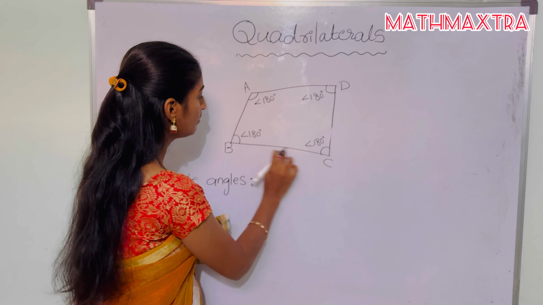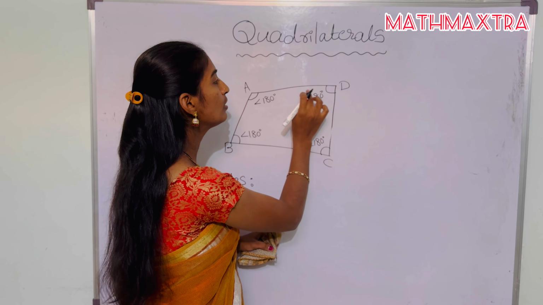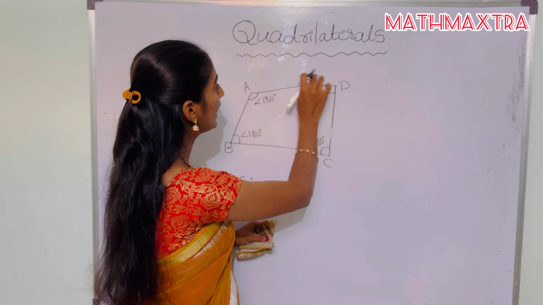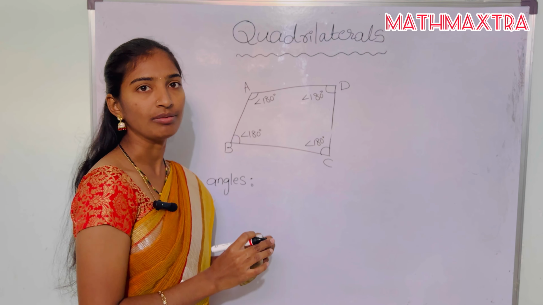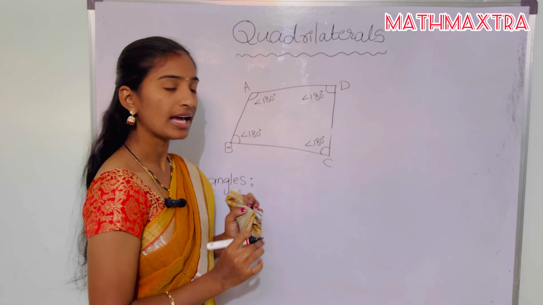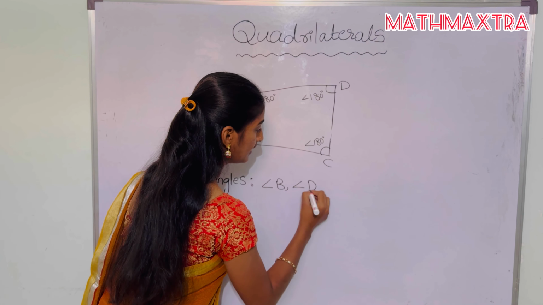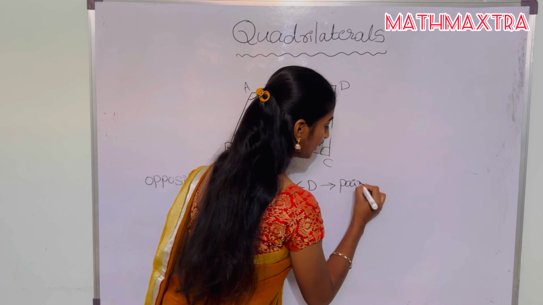See this angle B. It has two arms AB and BC. And look at angle D. It has two arms CD and AD. So these two angles don't have a common arm. That is why we call these two angles opposite angles. See, angle B and angle D. These are a pair of opposite angles.